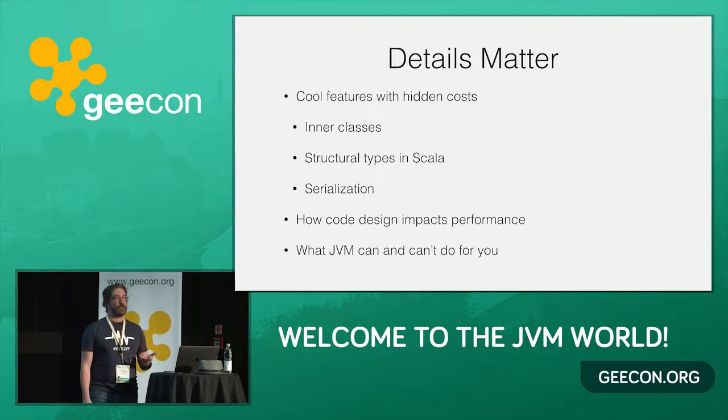There are lots of cool features out there that we love using: inner classes and lambdas, structural types in Scala, serialization that's been in the JVM, unfortunately, since the beginning. And how we write code and which features we choose to use have a direct impact on the performance of the application.